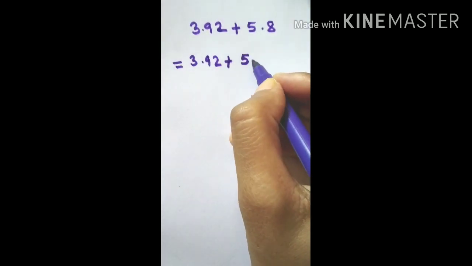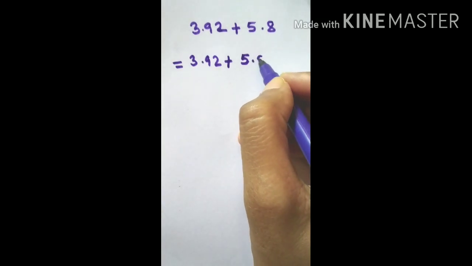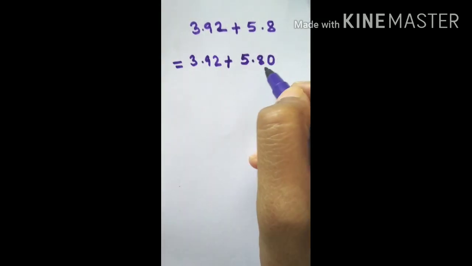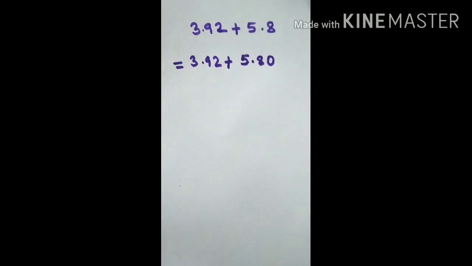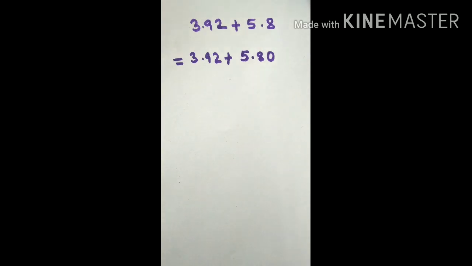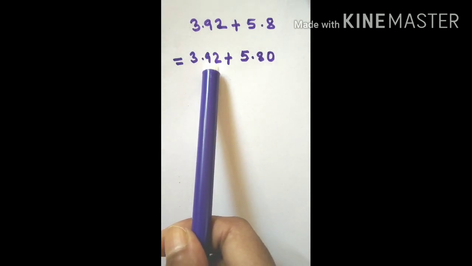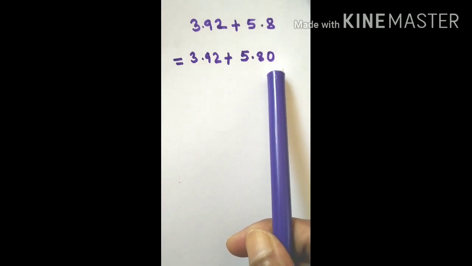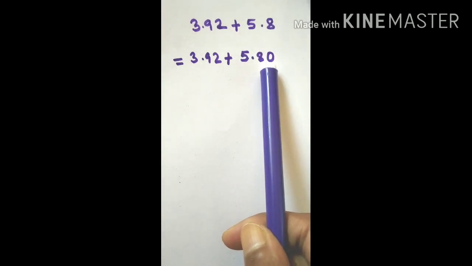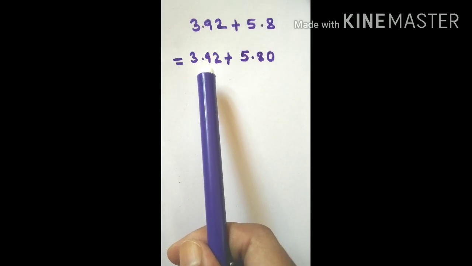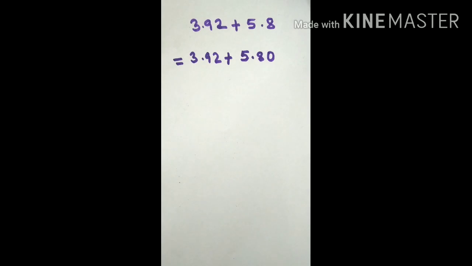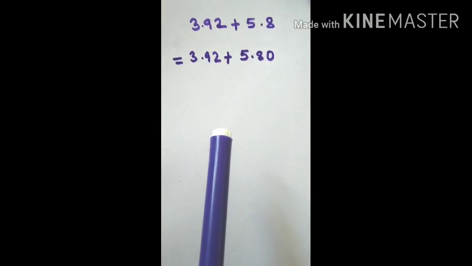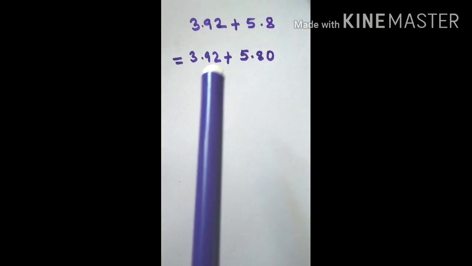write 5.8 as 5.80. We'll add a 0 to 5.8 to make the decimals like decimals. Here, 3.92 remains the same, whereas we added a 0 to 5.8. Now, since the number of decimal places are the same, they are like decimals. Now, since the decimals are like decimals, it will become easy for us to add the 2 decimals.